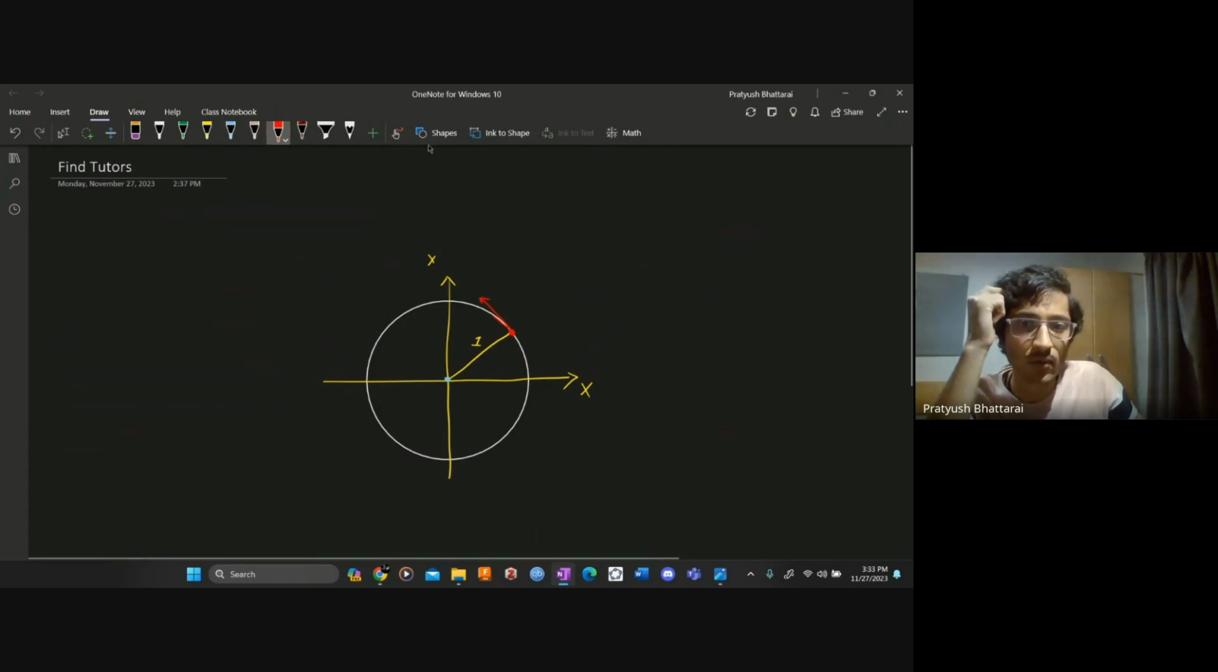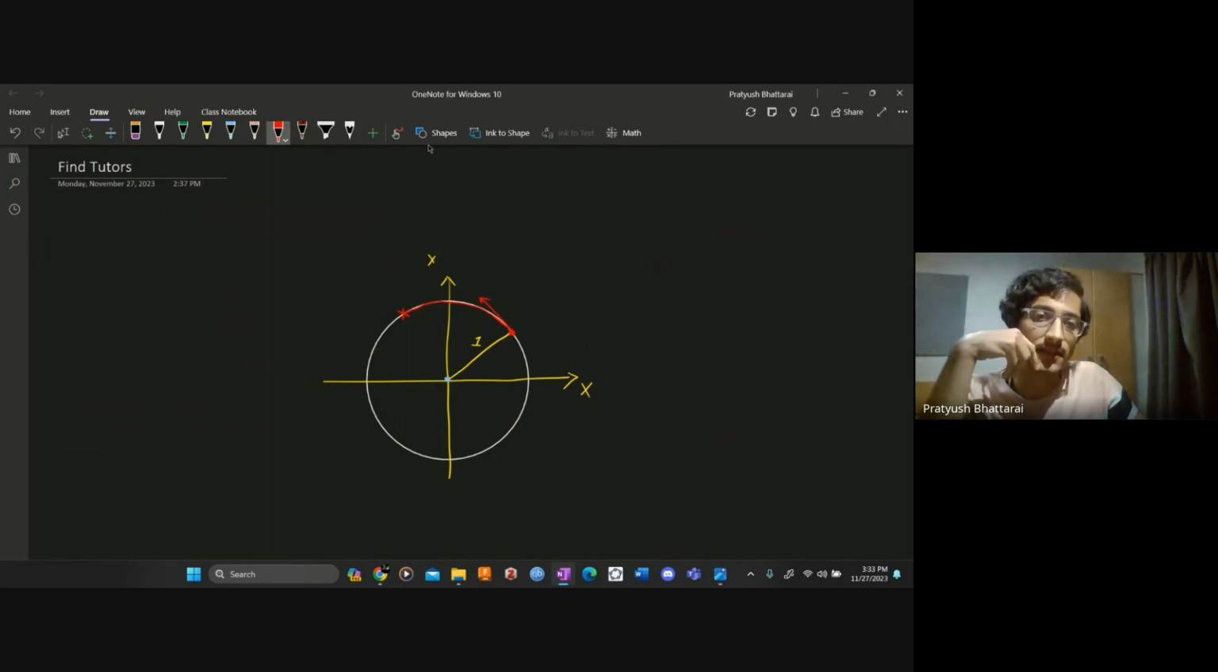suppose you want to describe this point. Imagine you started from this place and you run across, and suppose you reach this place. If you want to describe this specific location, what you could do is think about the x and the y coordinates of this place. So imagine this length is 1/2, and this length is square root of 3/2.